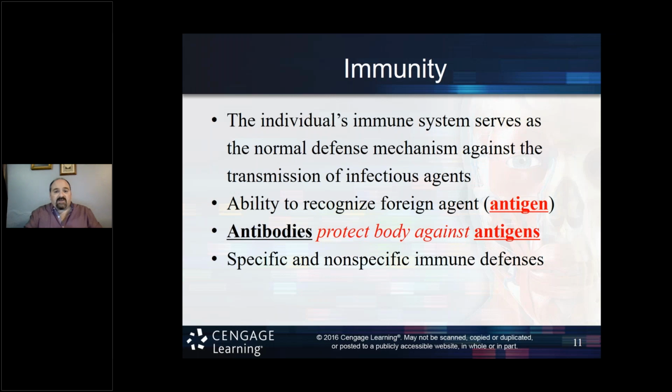You'll see here the term antigen. I've used this term before, right? Antigen is what will stimulate an immune response within the body. The individual's immune system serves as the normal defense mechanism against the transmission of infectious agents. Okay, it's a good statement. The ability to recognize foreign agents. These foreign agents are these antigens, whether it's a bacteria, a virus infected cell, or a cancer mutated cell of our own body.